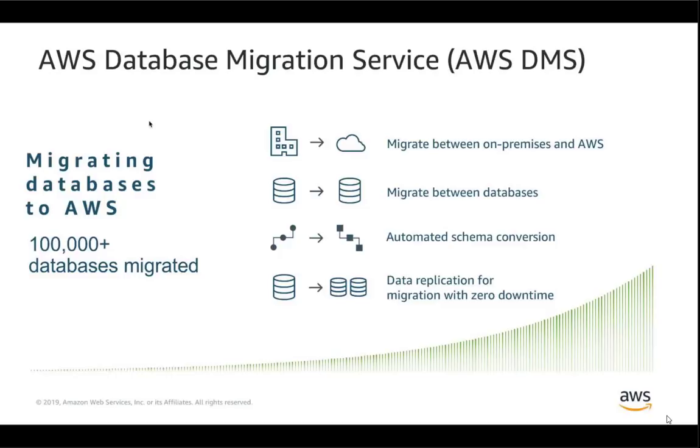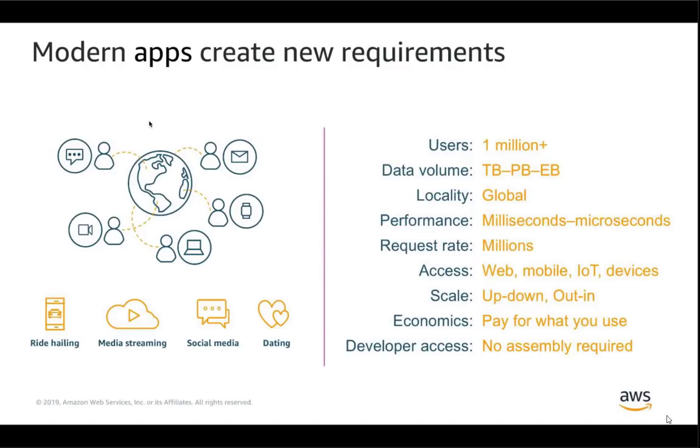When we talk about the second bucket, the folks that are building net new applications, this is a little bit different of a conversation. This conversation is about what are the requirements and what is the scale of these applications. Think about the ride hailing or media streaming or social media or dating applications that you use today. Those applications are architected for millions of users.